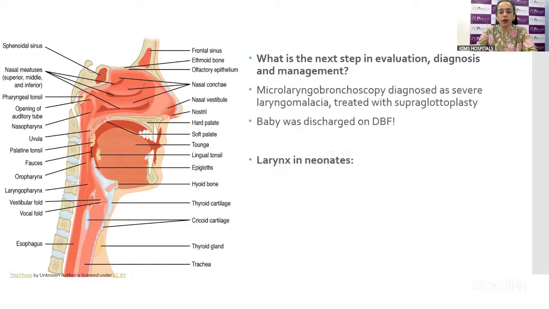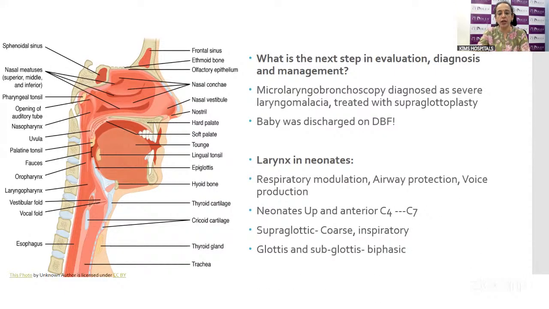For this baby, the next step of evaluation done was microlaryngobronchoscopy, and the baby was diagnosed to have severe laryngomalacia. The treatment for the same would be supraglottoplasty. Obviously, there are many different techniques and methods available. Once you suspect a baby as having laryngomalacia, we should take an ENT surgeon's opinion and then proceed further. This baby, post that procedure, the stridor and all disappeared. The baby became very comfortable and we could discharge the baby on direct breastfeeds.